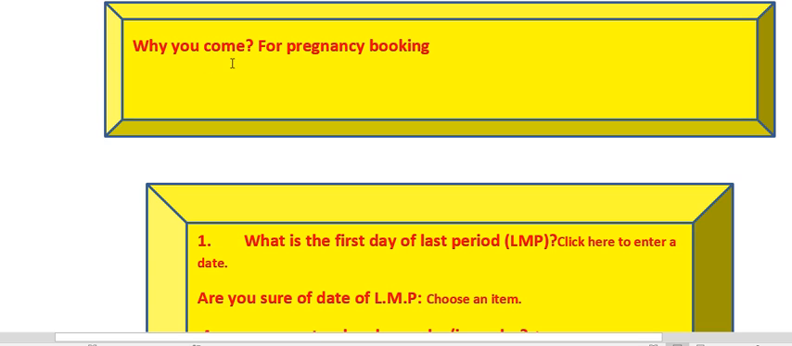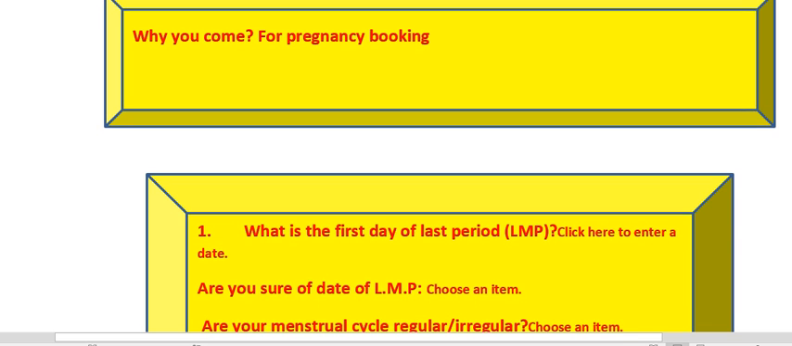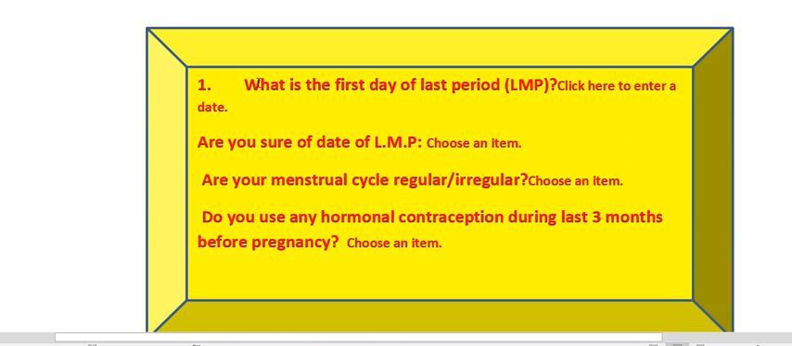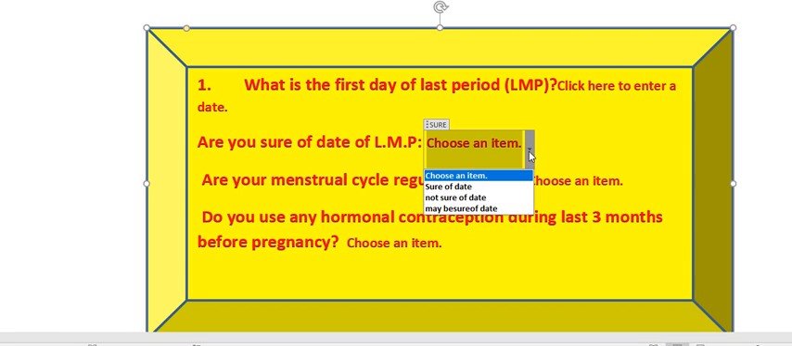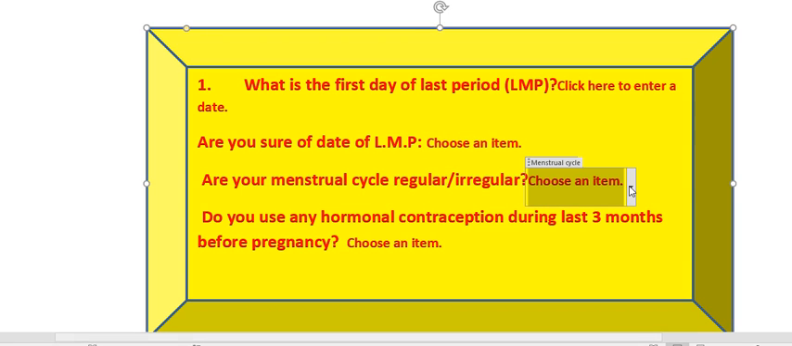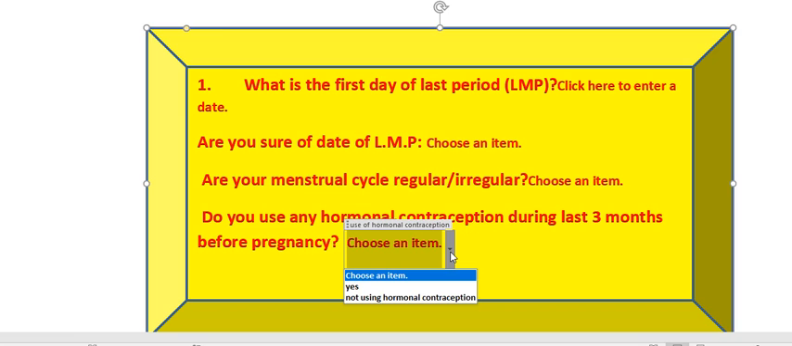And usually you ask the patient about the complaints. Well, the pregnancy patient may come for antenatal care or for booking her pregnancy. So for booking of the pregnancy, we have to record what is the first day of the last menstrual period. And we should ask her if she is sure of the first day of the last menstrual date or not. And her menstrual cycle was regular, and she was using any hormonal contraception during the last 3 months before the pregnancy or not.